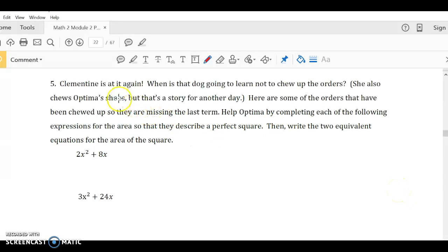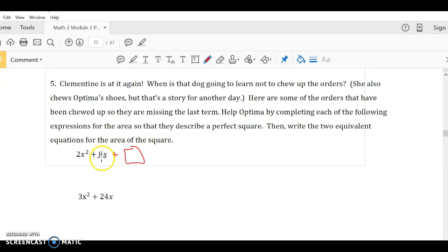Clementine is on it again. What is that dog going to learn, not to chew up the orders? Here are some of the orders that have been chewed up, so they are missing the last term. Help Optima by completing each of the following expressions for the area so that they describe a perfect square. Then write the two equivalent equations for the area of the square. So what do we have to add here? That's the question. Now, many students have probably put 16 in there, right?